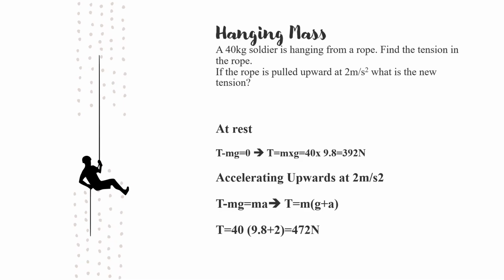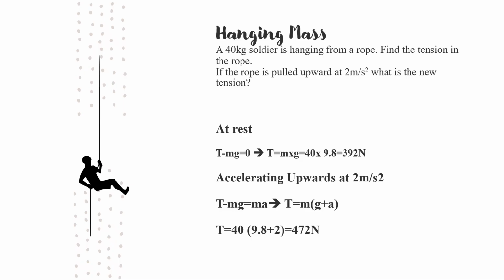what's happening? The tension in the rope, or the force upward, is equal to the mass times acceleration downward. So the mass of the soldier is 40 kilograms. The acceleration downward is gravitational acceleration, 9.8, so 40 times 9.8 is 392 newtons. So that's at rest. He has not moved.